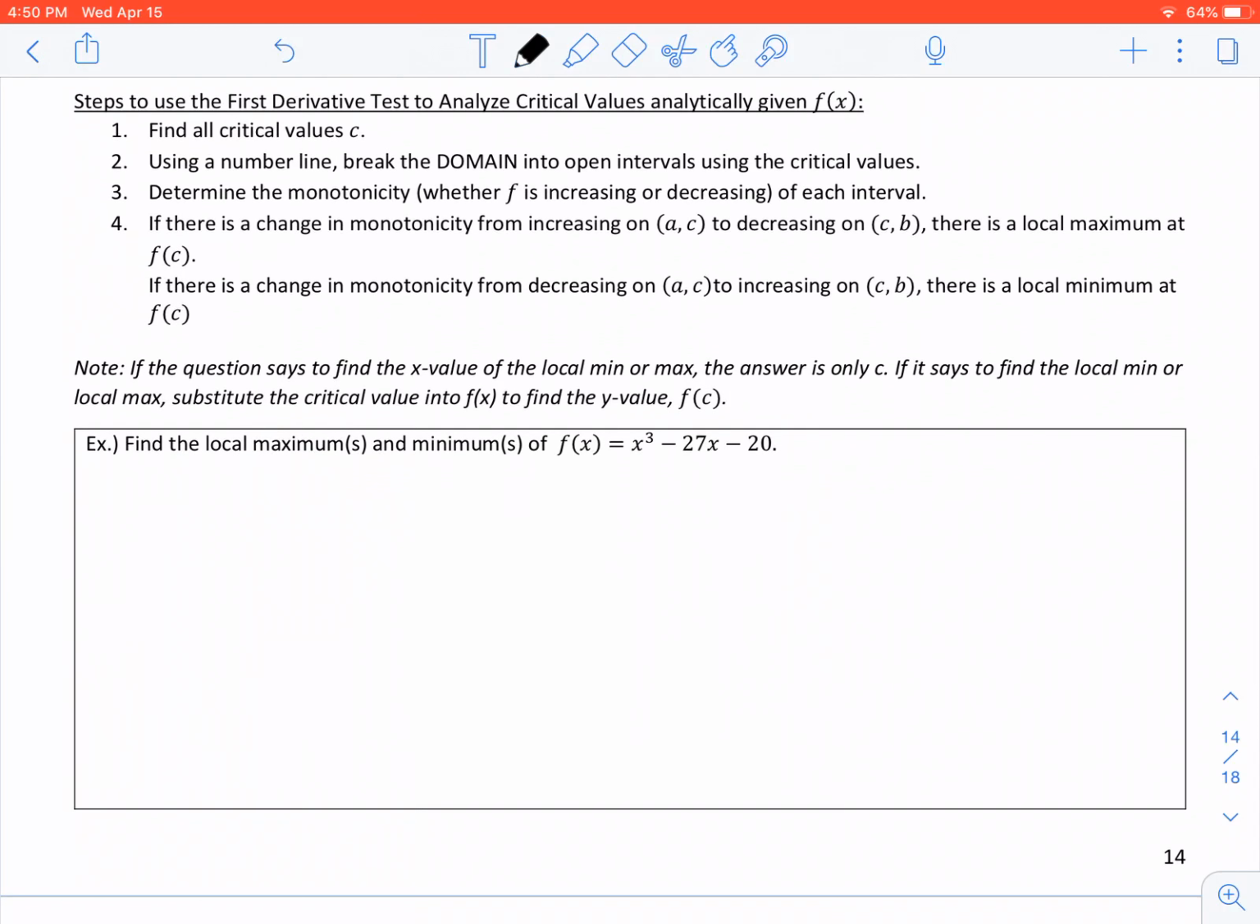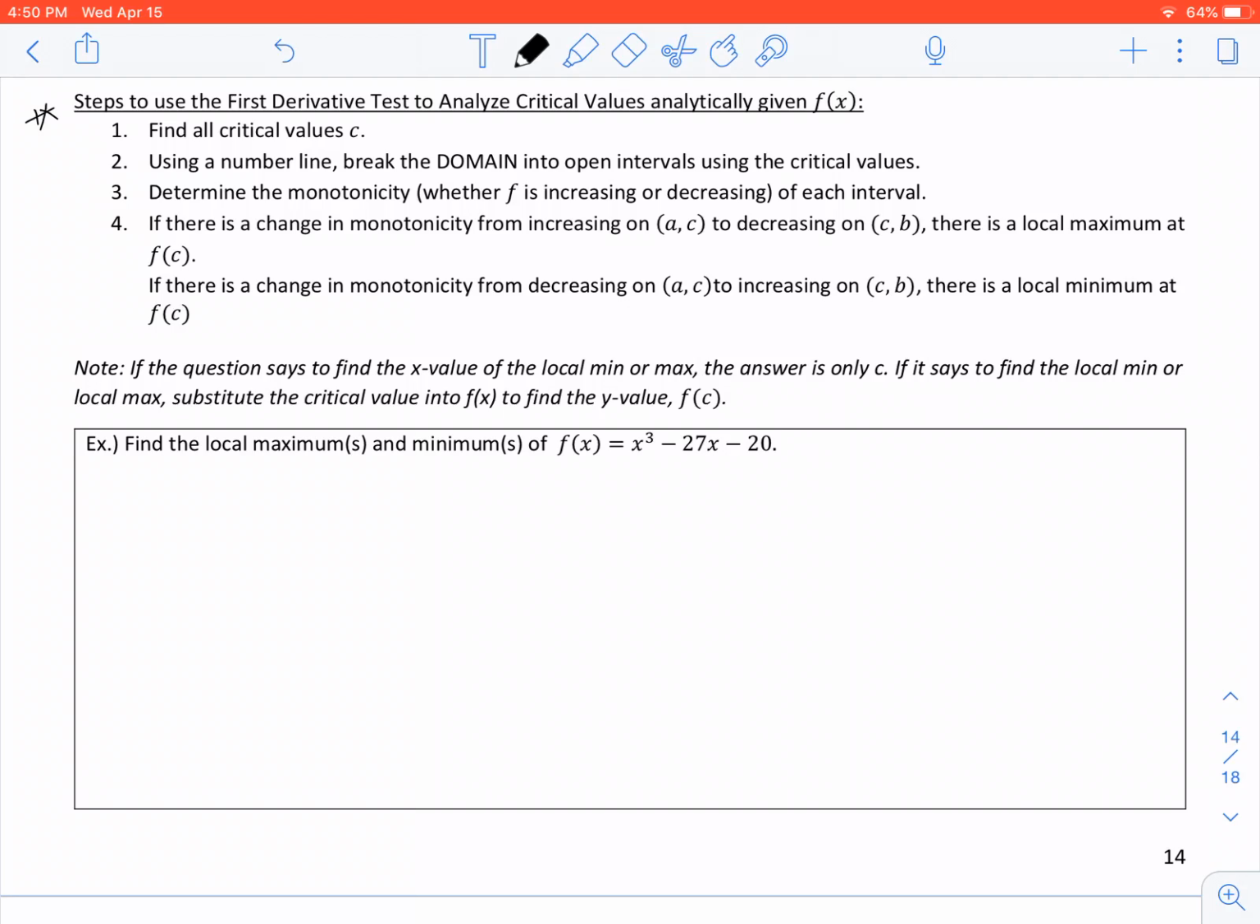Next, it says steps to use the first derivative test to analyze critical values in an analytically given f of x. So first thing is to find all critical values C. Again, to find critical values, this is where the derivative is equal to 0 or where the derivative is undefined. Step 2, using a number line, break the domain into open intervals using the critical values. Step 3, determine the monotonicity, whether f is increasing or decreasing on each interval.